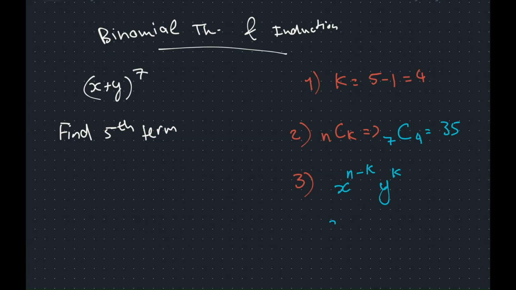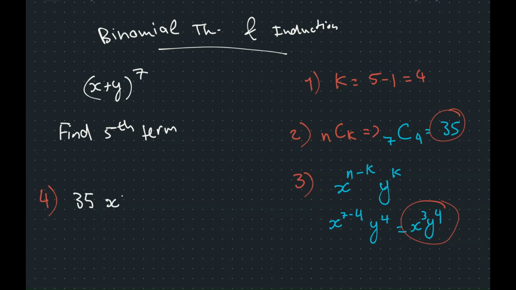So we will have x to the power of 7 minus 4 times y to the power of 4. Okay? And this is, of course, equal to x to the power of 3, y to the power of 4. The final step, which I will write right here, is combining these two, combining this and this. So the final answer is going to be 35 times x to the power of 3 and y to the power of 4, and this is the fifth term of this binomial.